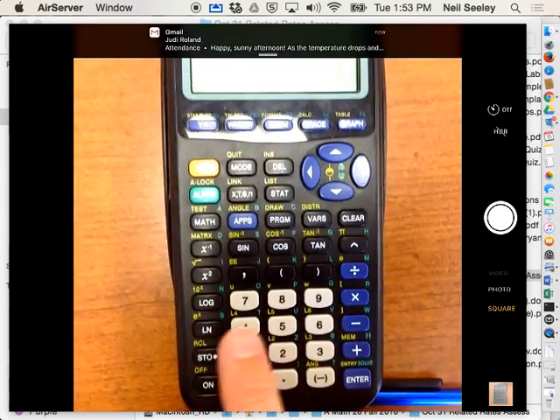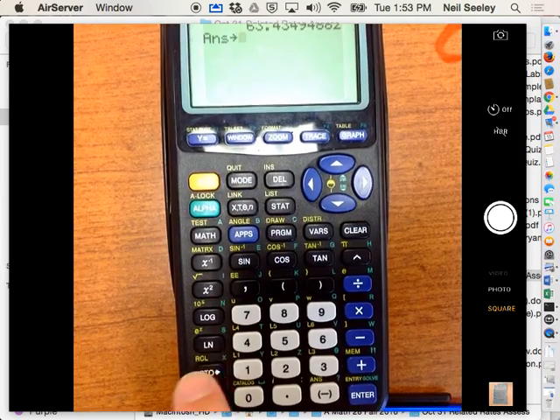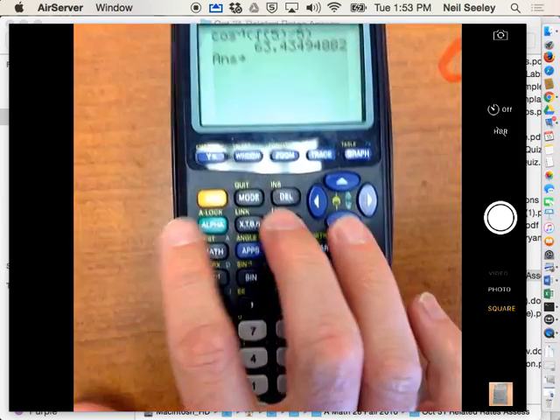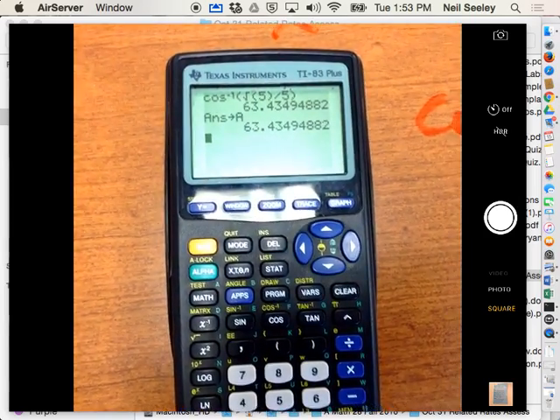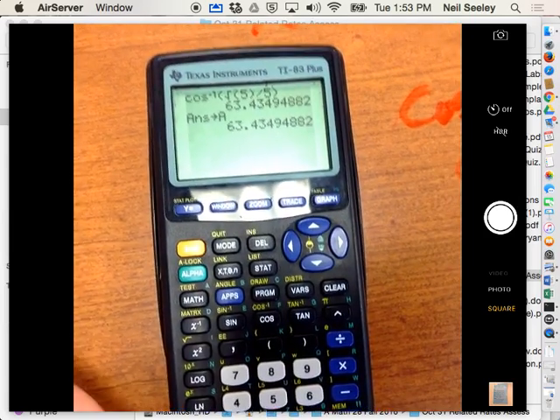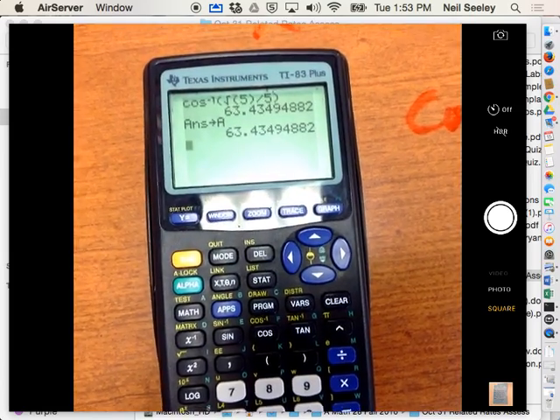I'm going to store it. Use the storage button. If you haven't started using this for big decimals, do it. Hit store and then pick a letter. Alpha A is good enough for me. And now I don't have to remember what that angle is. But the biggest thing is that is my angle, 63.43.